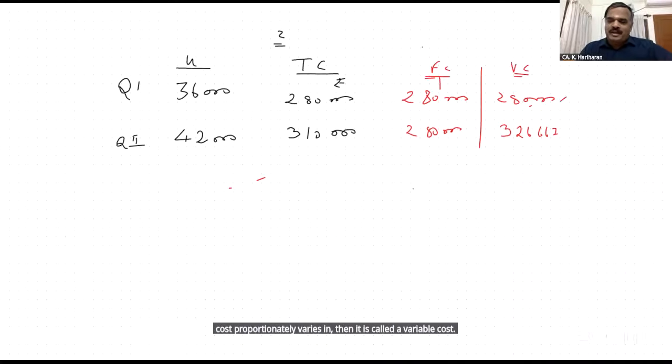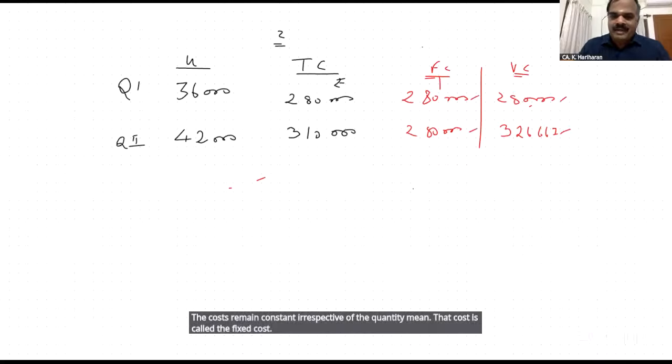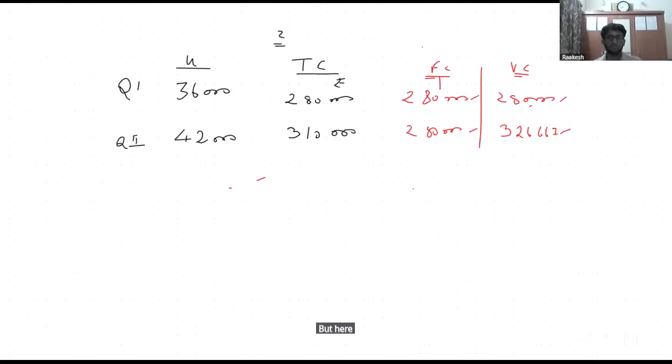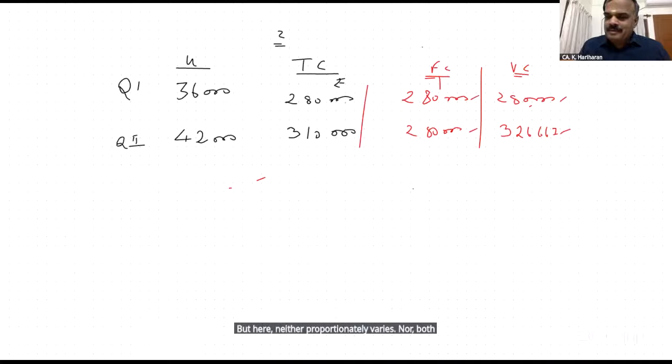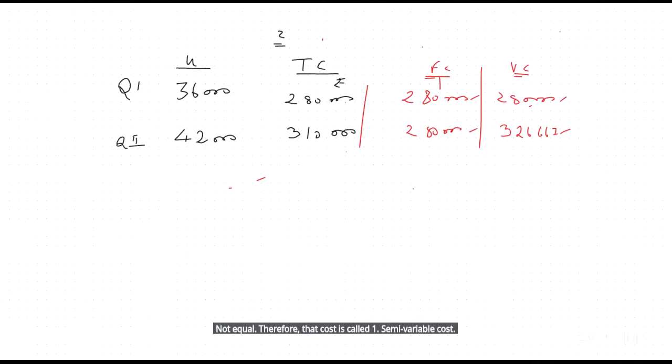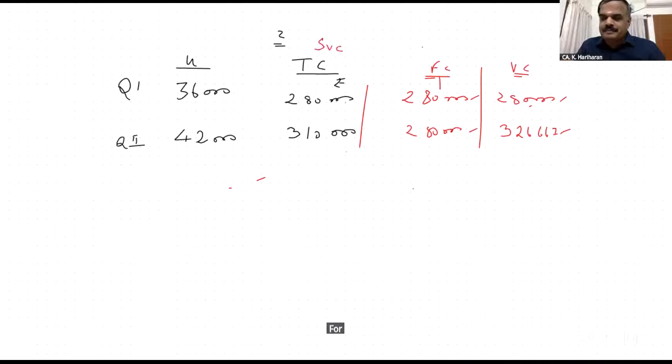If cost varies proportionately, then it is called variable cost. If the cost remains constant irrespective of the quantity, that cost is called fixed cost. But here, the cost neither varies proportionately nor is it the same. Not equal. Therefore, that cost is called what? Semi-variable cost. Are you comfortable, my dear?